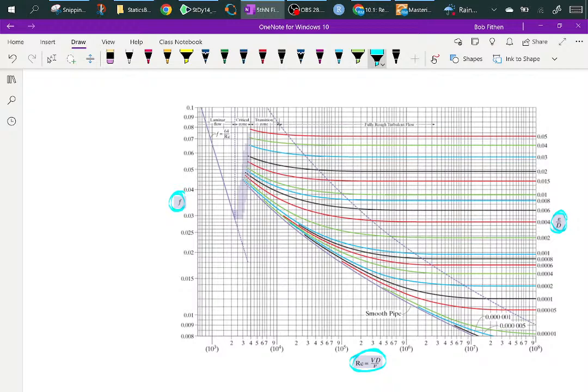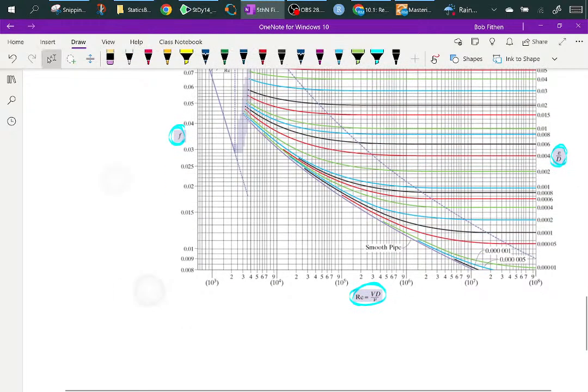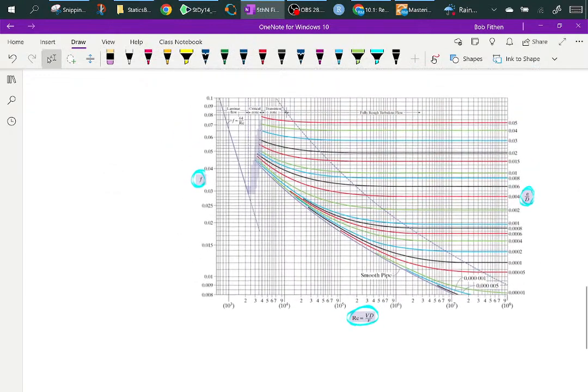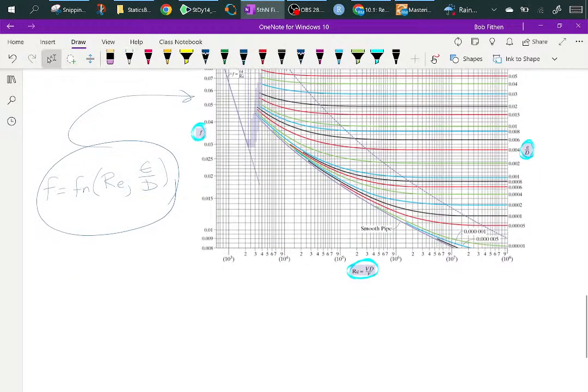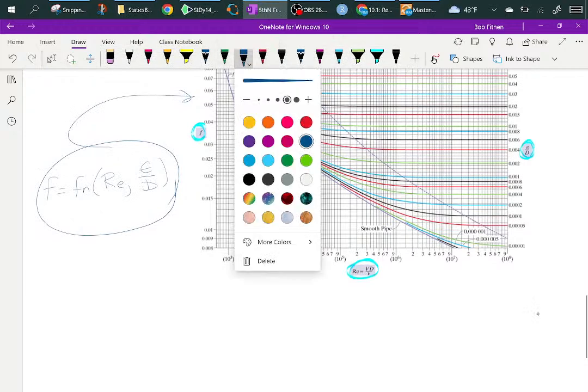Now, how do you go about doing this? Let me just see if I can do a simple problem. Let's say we have water. Exactly, that's the key. So what we're going to have is f is equal to a function of the Reynolds number and the E over D. That is exactly what this is. This chart is an equation. So let's see if we can figure out how to make it work with a problem here.